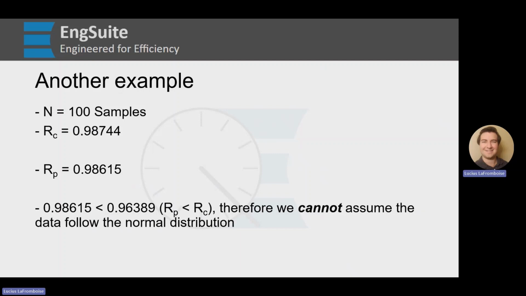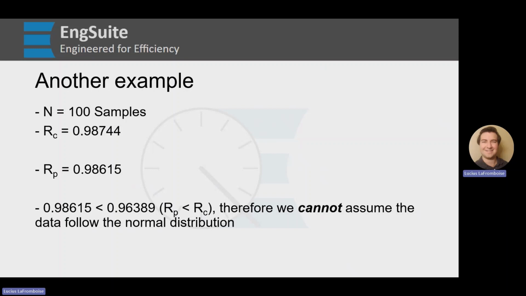Let's look at another example. So we're going to assume we have the same RP, but now we have 100 samples. That gives us a critical value of 0.98744. As we see, with a higher number of samples, we have a higher critical value, which means that we can deviate less from normality without it hurting.